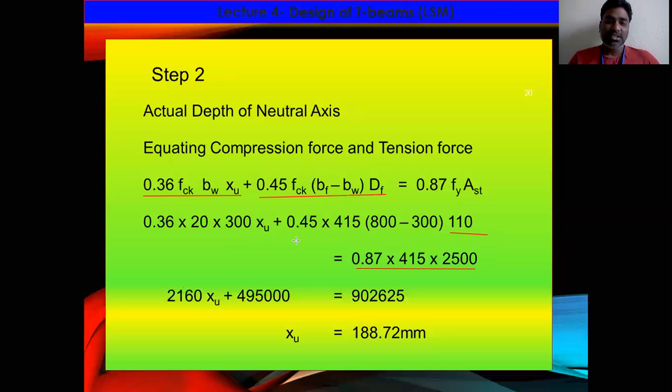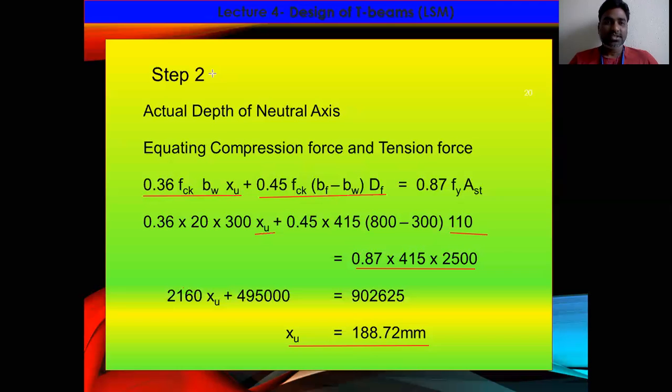If you solve this equation, because everything is known except xu, you will get the xu value, that is 188.7. And remember, this value should be greater than the thickness of the flange. So that is for your cross checking, right?